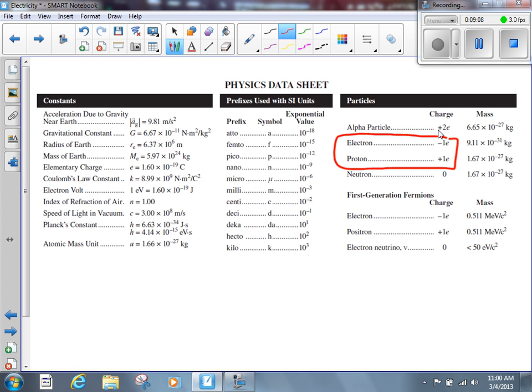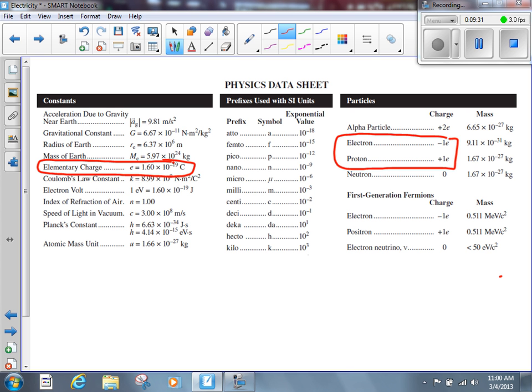It says the charge of both of those are negative 1e and positive 1e. What does that mean? What's an e? An e stands for elementary charge. If we go over here to the left-hand side, we see that the elementary charge is 1.60 times 10 to the minus 19 coulombs.